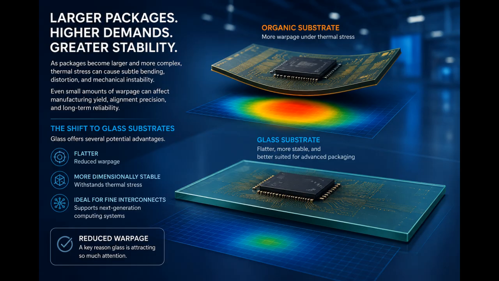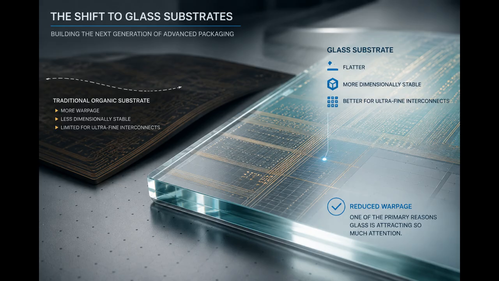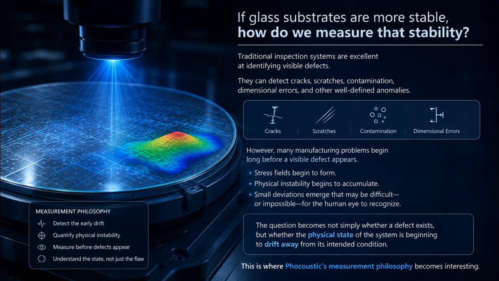To address these challenges, many semiconductor companies are investigating glass substrates. Glass offers several potential advantages. It is flatter, more dimensionally stable, and better suited for the extremely fine interconnect structures required by next-generation computing systems. Reduced warpage is one of the primary reasons glass is attracting so much attention. But this raises an interesting question. If glass substrates are more stable, how do we measure that stability?